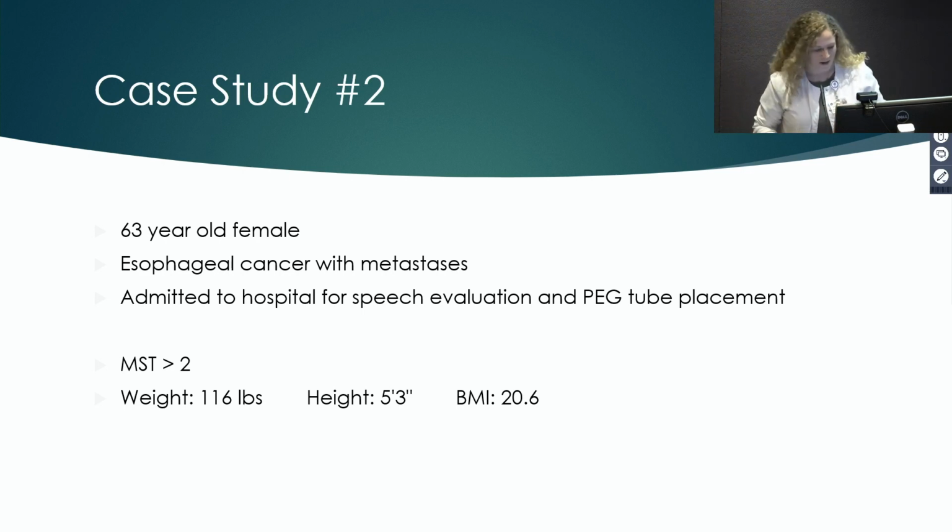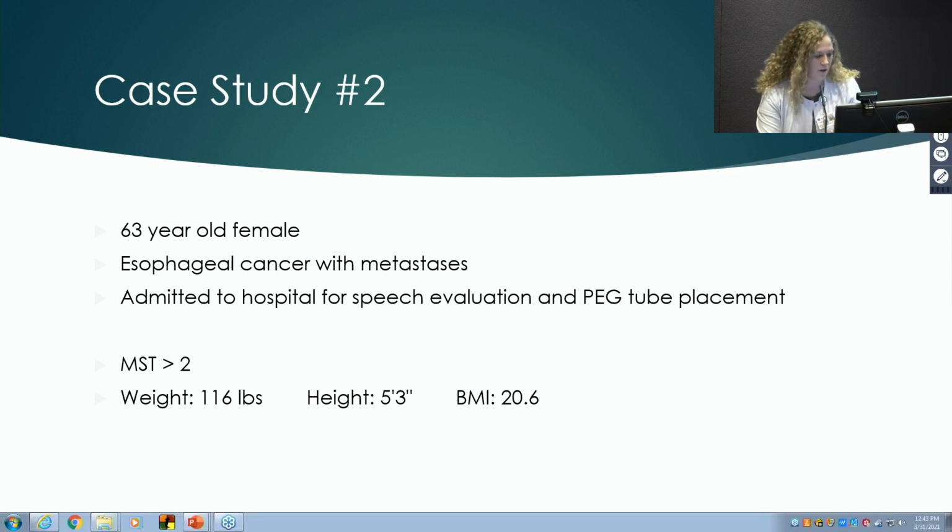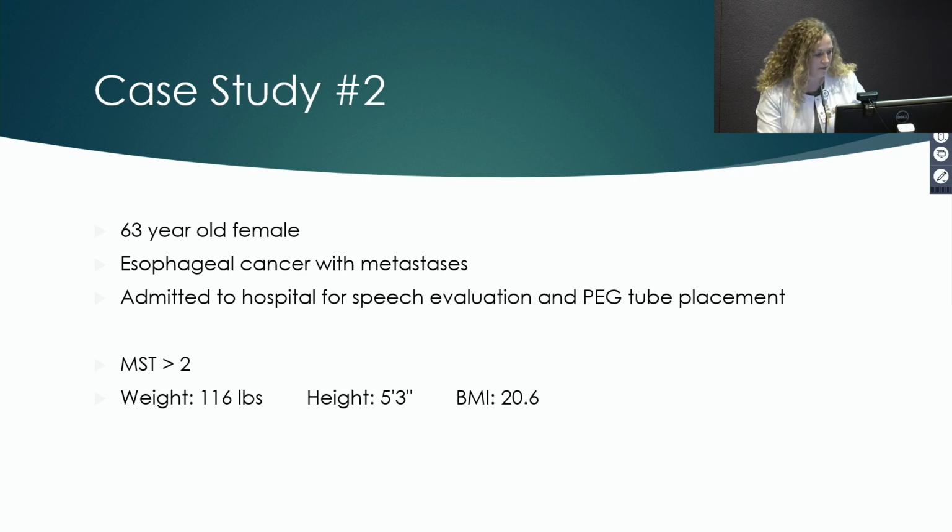All right, so my case study here, this is a 63-year-old female. She was admitted to the hospital after a diagnosis of esophageal cancer with metastases. So she was coming in for the workup. She was having a speech evaluation and planning on a PEG tube placement. She did trigger for that malnutrition screening tool upon admission, so that was an over 2. Her admission weight, 116 pounds, height of 5'3", and actually a normal BMI, 20.